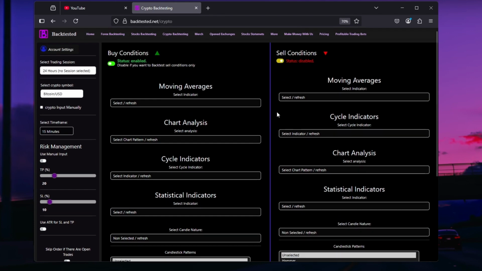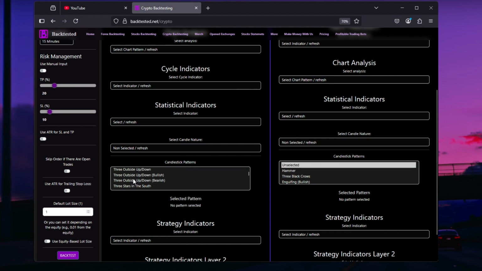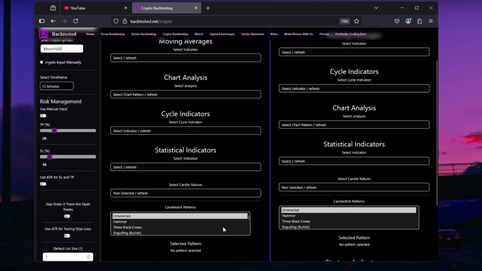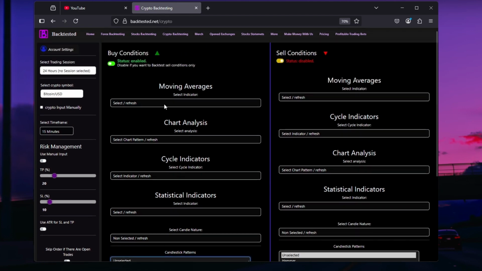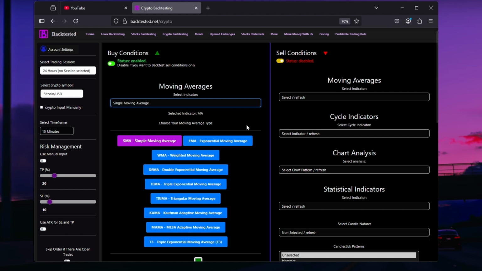So we will disable the sell side, and we will select the bullish engulfing candlestick pattern in the buy conditions, and then we will pass to the moving averages. We will select single moving average, and then we will select our moving average type.